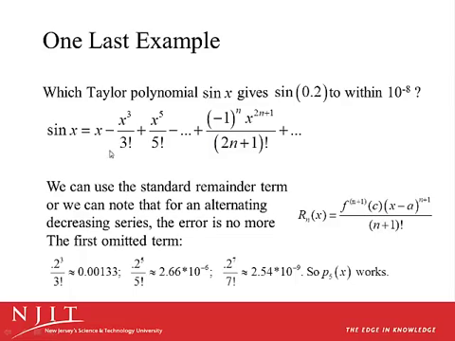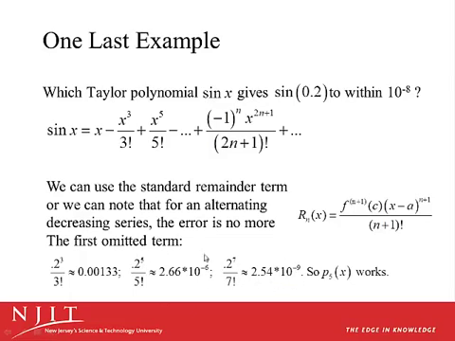Or we could consider that this series for x equal 0.2 is an alternating decreasing series. So we can note that for an alternating decreasing series, the error term is no more than the first term that is omitted. So we consider the value of the various terms. The x cubed over 3 factorial is about 0.001. The x to the 5th over 5 factorial term, when x is 0.2, gives us about 2.66 times 10 to the minus 6th. And the x to the 7th term gives us 2.54 times 10 to the minus 9.